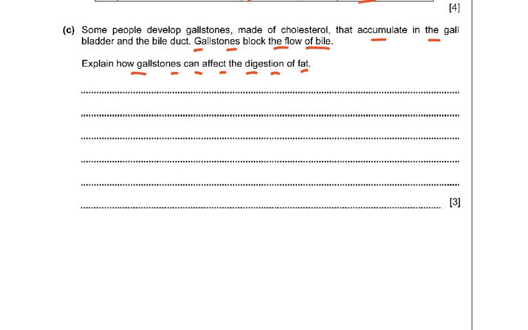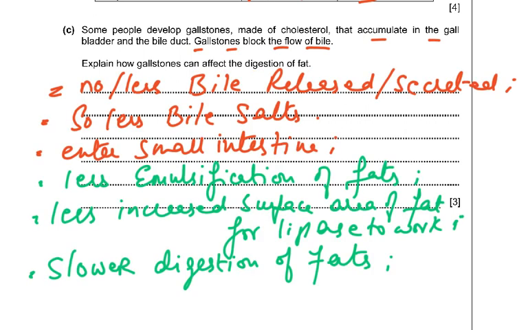No bile secreted, no bile salts enter the small intestine, so no emulsification of fats, so no increased surface area of fat for lipase, so it will become slower or difficult for the digestion of fats. No or less bile released or secreted, so less bile salts enter the small intestine, so less emulsification of fats. So there is less increased surface area of the fat for lipase to work on, and there will be slower digestion of fats.